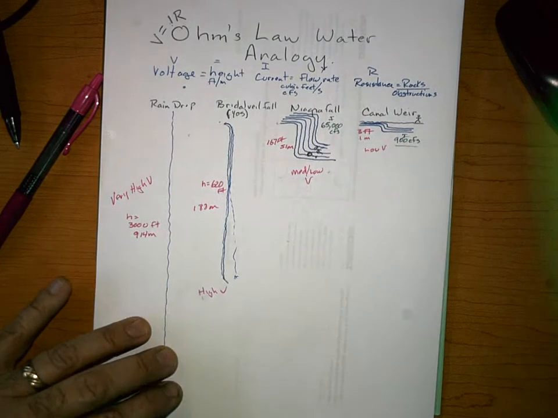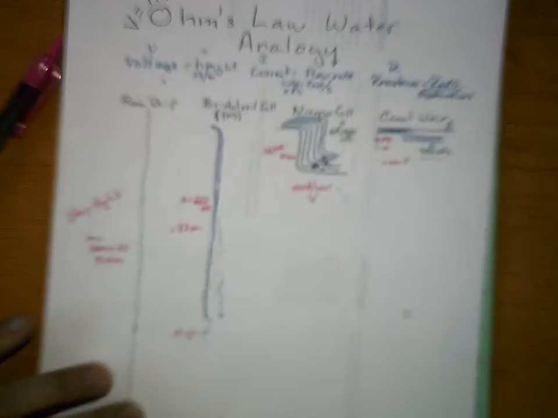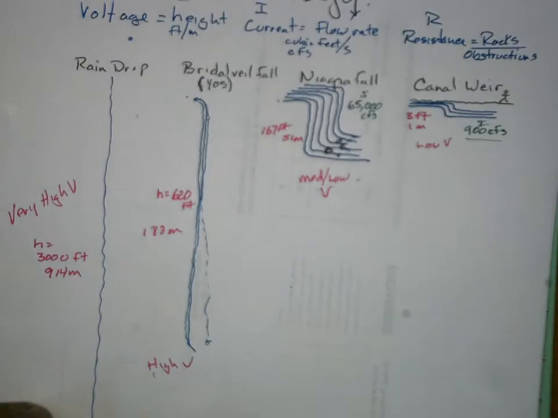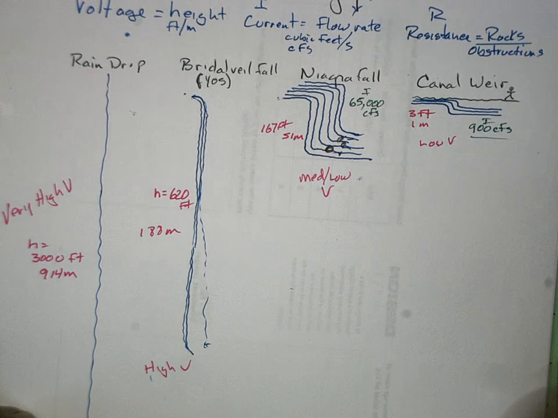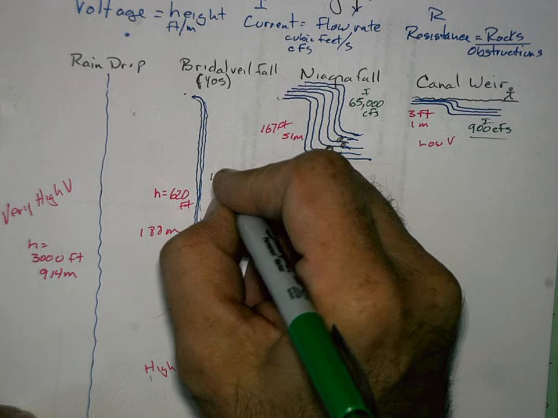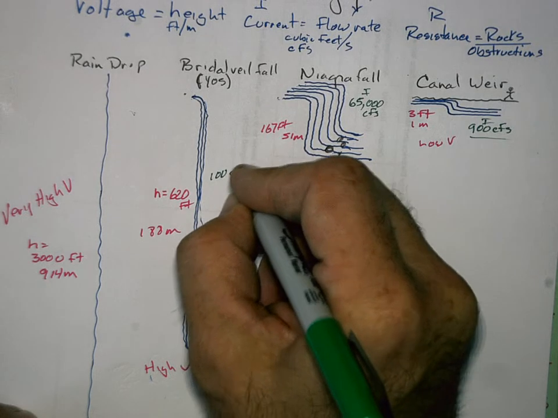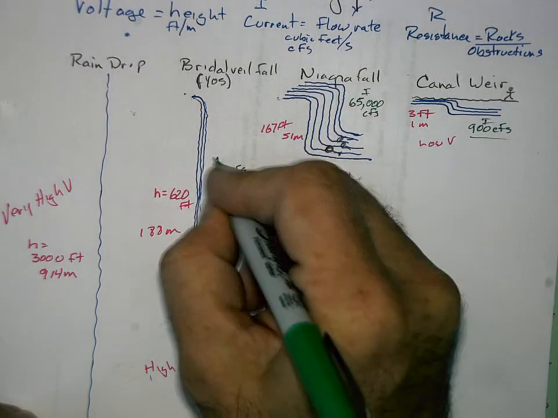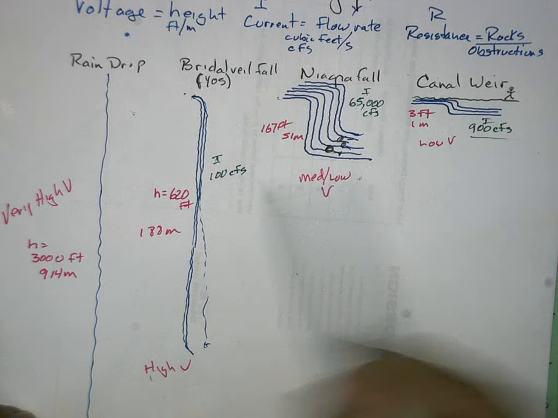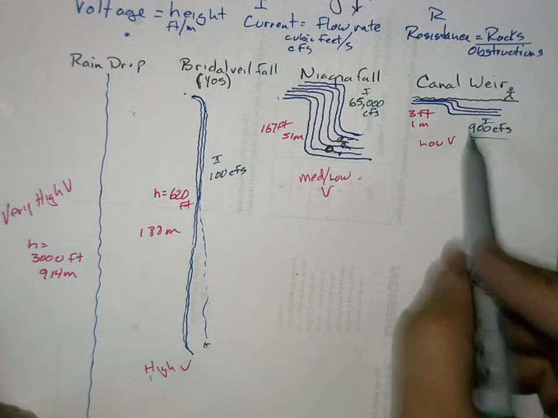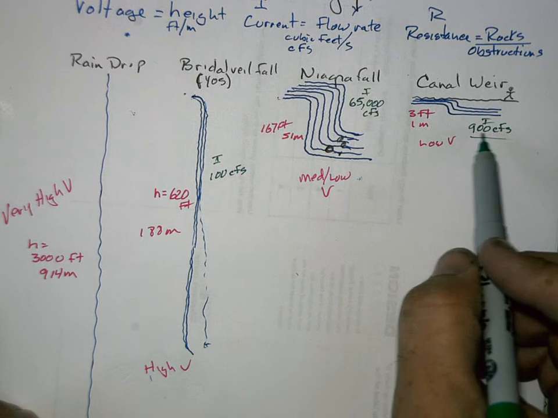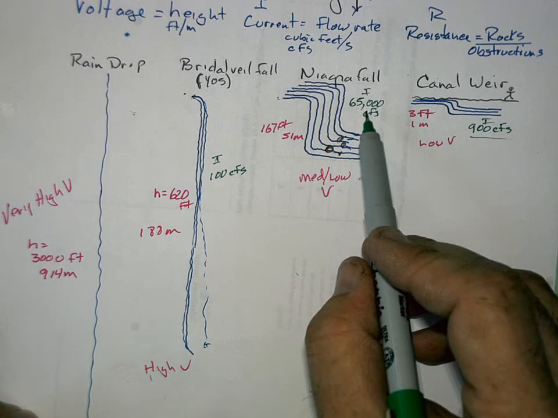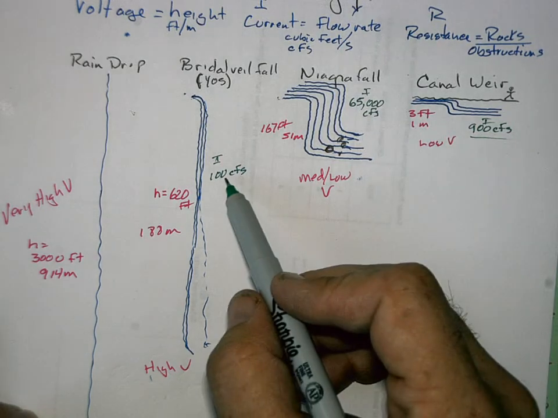Let me zoom in a little bit so we can see those numbers better. Now, Bridalveil Fall. Bridalveil varies, but the average flow rate when it's actually flowing, because it doesn't flow all year, is about 100 cubic feet per second. So over here at the canal, we've got fairly high current; at Niagara Falls, very high current; and at Bridalveil, moderate current.